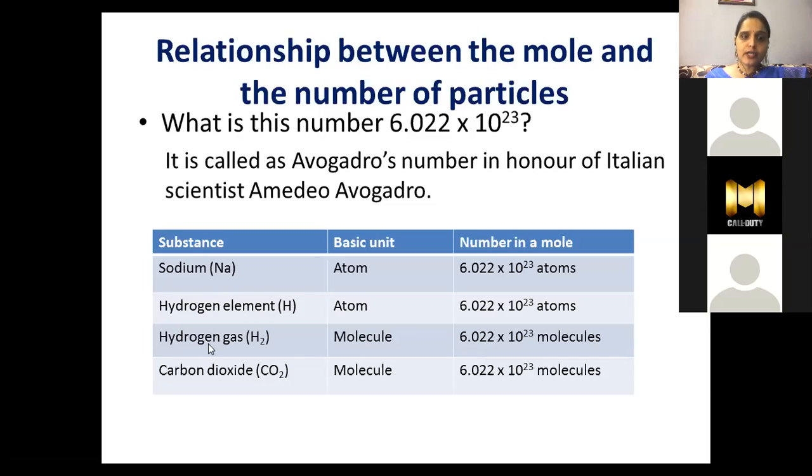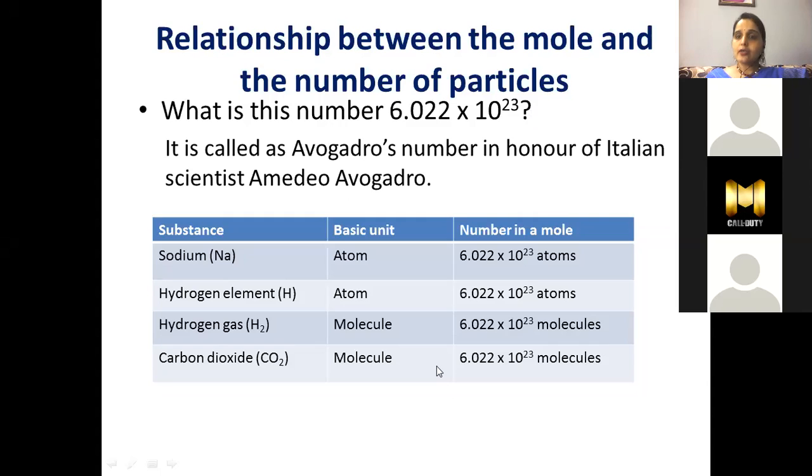Here you can clearly see that in the previous row we discussed hydrogen element, and right now we are discussing hydrogen gas. We must understand that when we say element, the basic unit is an atom, so 1 mole will be made up of atoms. And hydrogen gas is in the diatomic state, so its basic unit is a molecule. Therefore, 1 mole of hydrogen gas will have 6.022 into 10 raised to 23 molecules.